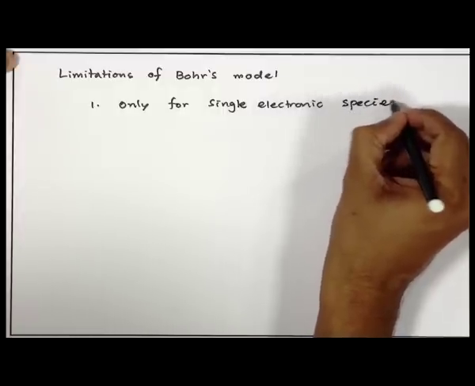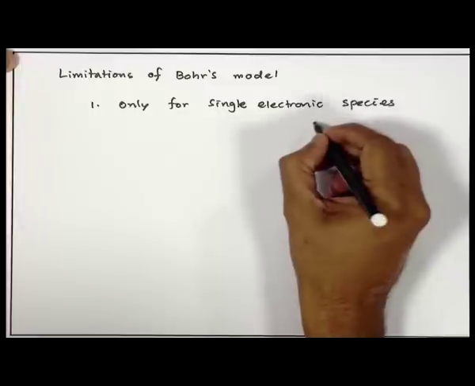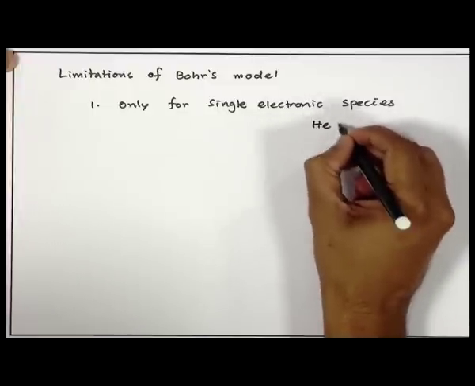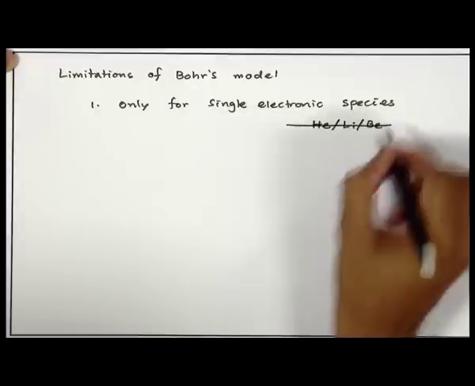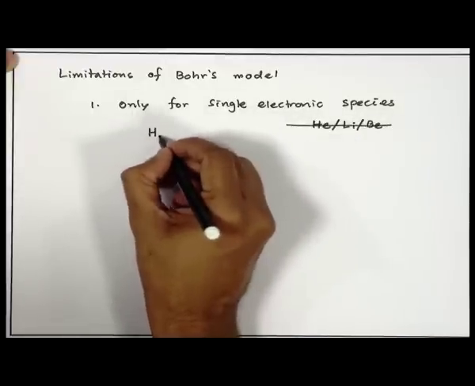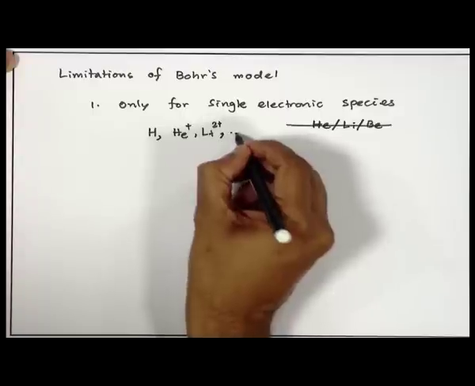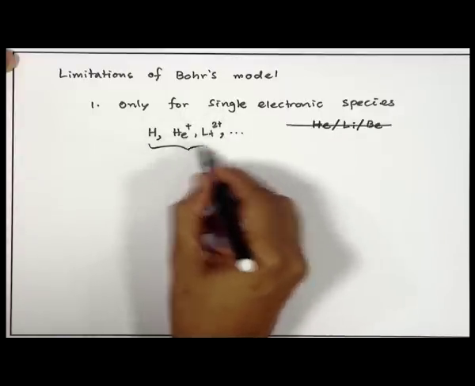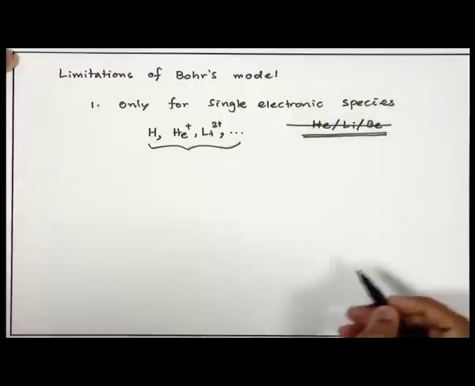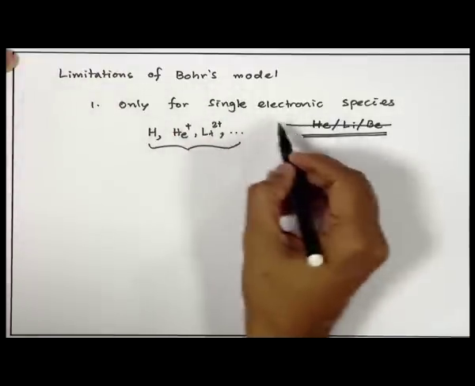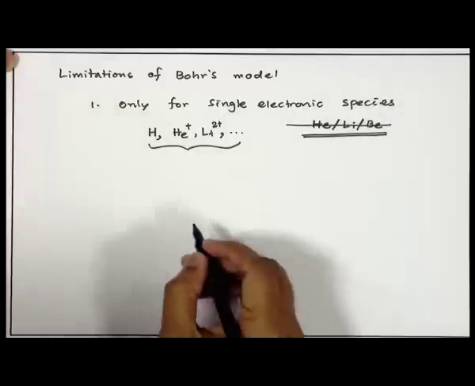You cannot use Bohr's atomic model to describe the emission spectrum of the helium atom or lithium atom or beryllium atom or any other atom. This is not possible. You can only do that either for hydrogen or He+ or Li2+ and so on and so forth. But nature is full of elements which are in their neutral state or which have more than one electron. So, Bohr's model could not explain multi-electronic species. That is a major limitation.